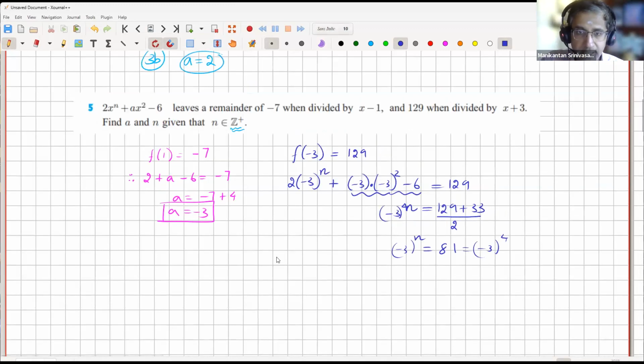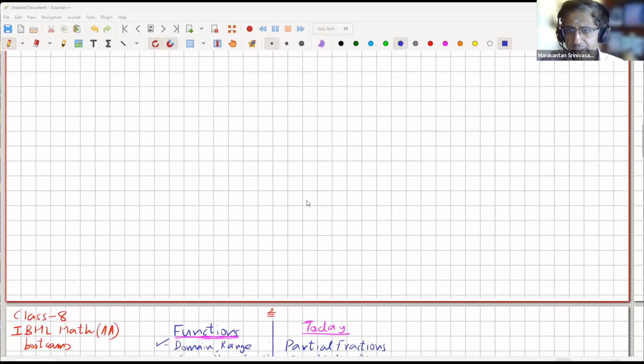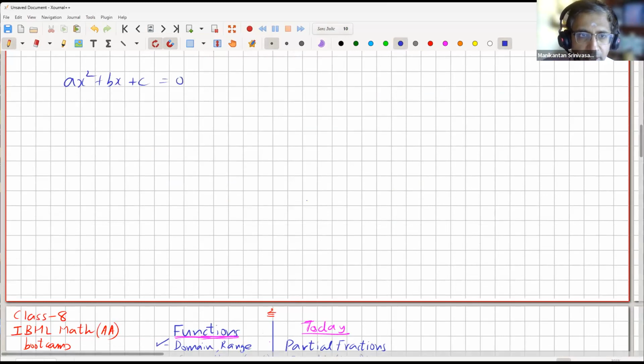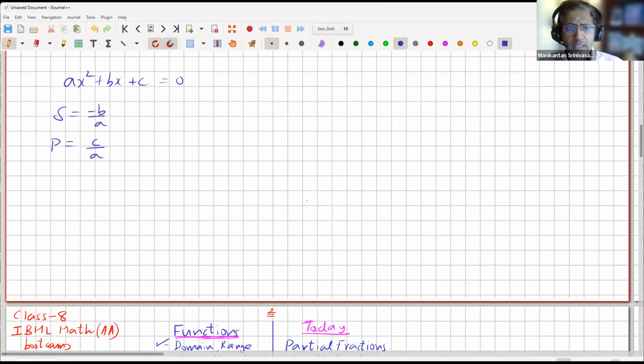What did I want to cover next? I wanted to cover sum of roots and product of roots. Right. So in quadratic, you have seen this sum of roots, product of roots. So if I have ax square plus bx plus c equal to 0, then the sum is -b by a and the product is c by a. Okay. Now, you can apply the sum and product concept to higher orders as well.